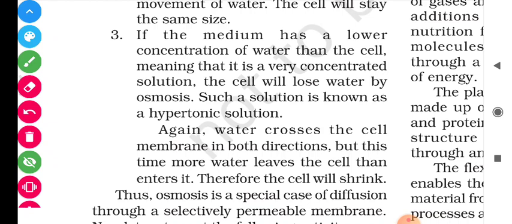So what will happen? Meaning that it is a very concentrated solution. The cell will lose water by osmosis. So the same process will happen. The water will flow from the cell to the external environment. Such type of solution is known as hypertonic solution.